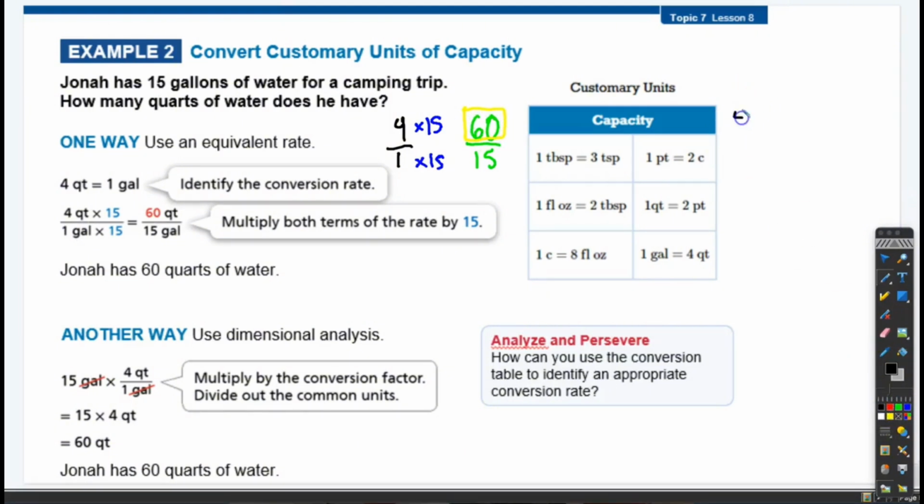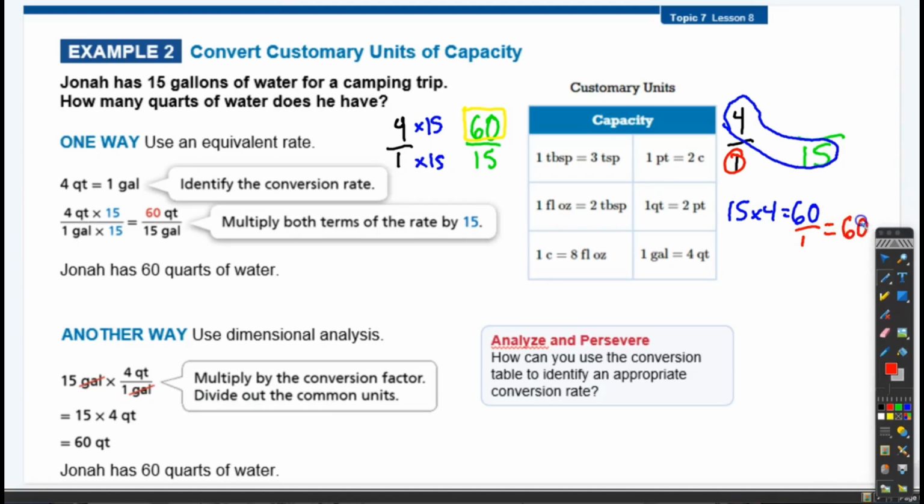Real quick, let's show it with bat and ball method. We've got 4 to 1. We've got 15 down here. Let's bat and ball it. Not the best bat. Got a little ball there. So we've got 15 times 4 equals 60. And then we divide by the ball. We divide by 1. We get an answer, 60. 60 quarts for 15 gallons.